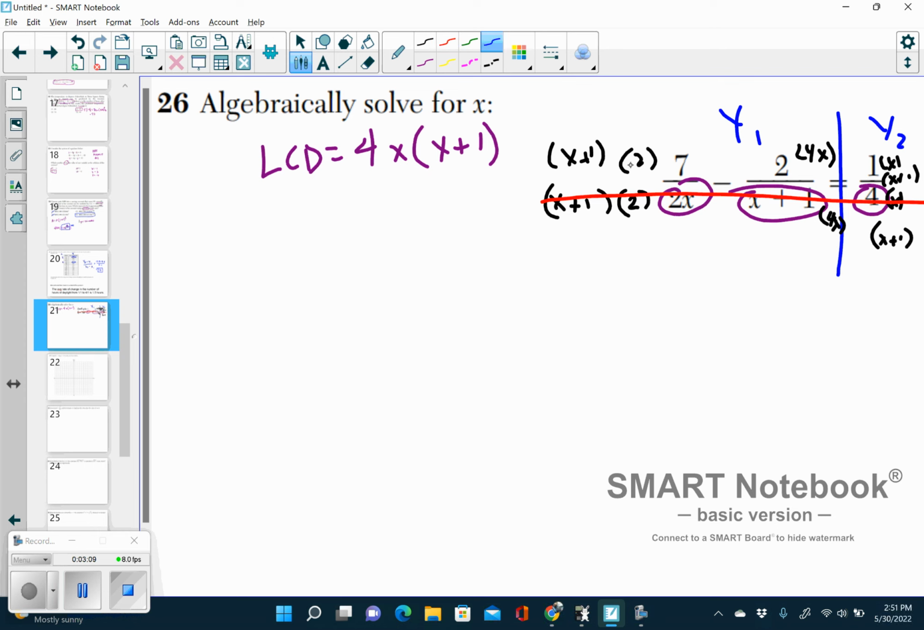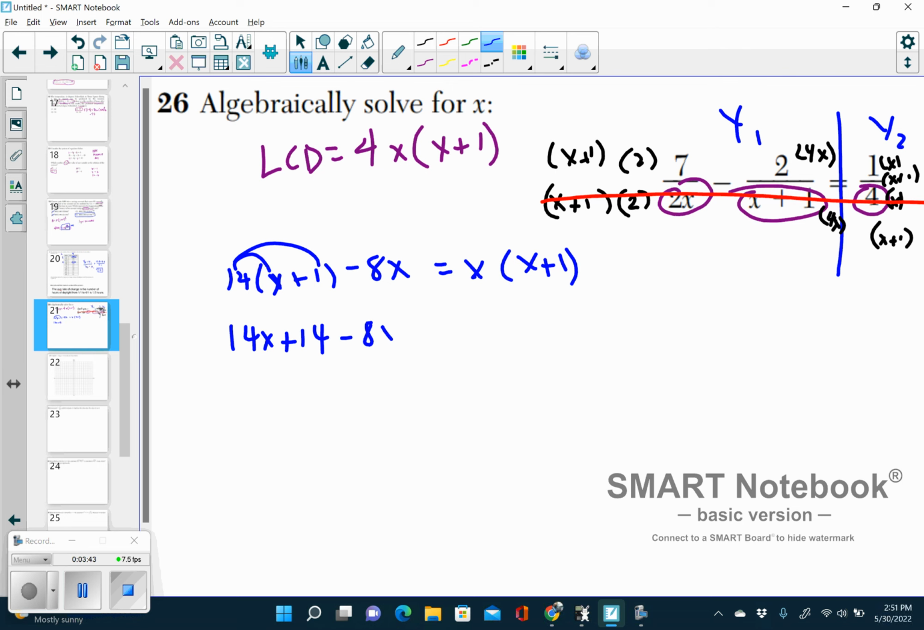So 7 times 2 is 14. So I have 14 parentheses x plus 1. I don't know what's going on with my x's today. Then I have a minus 2 times 4x, which is 8x, is equal to x parentheses x plus 1, because 1 times anything is itself. And then I need to just simplify this to see what it gives me. So I have 14x plus 14 minus 8x is equal to x squared plus x.